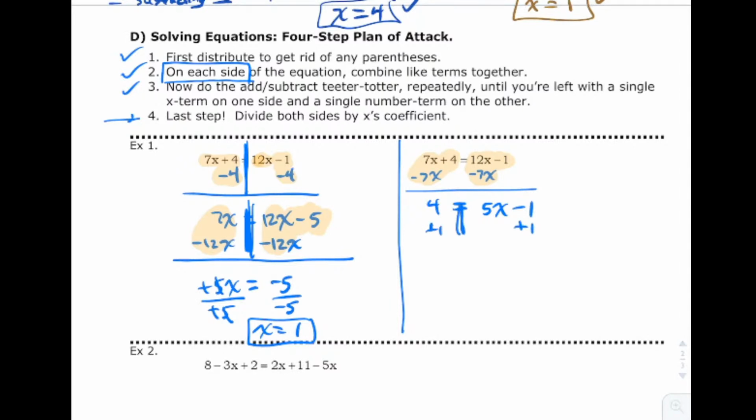Again, keep your sides separate. I'm adding 1 on both sides. So 4 plus 1 is a 5 over here. And then you get the 5x over here. And then the minus 1 plus 1 cancels. And then finally, this is the 5 I'm looking at because I'm trying to get x by itself. I'm dividing both sides by that 5. That 5 cancels off. X equals 5 over 5 is 1.